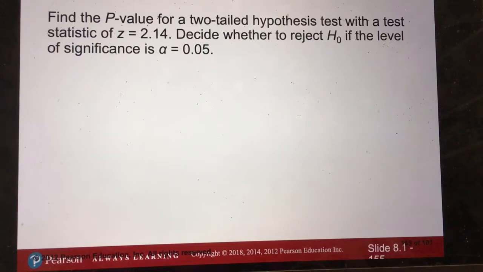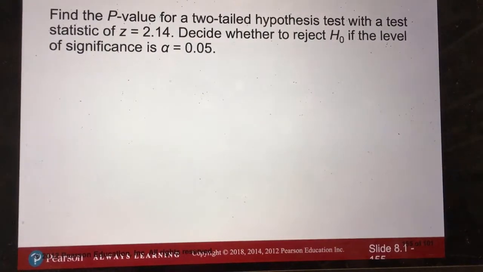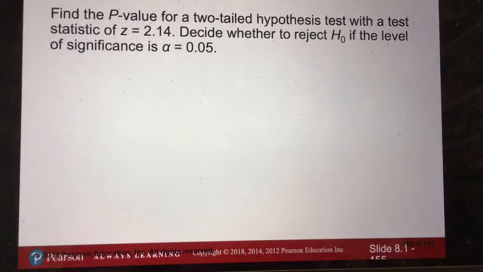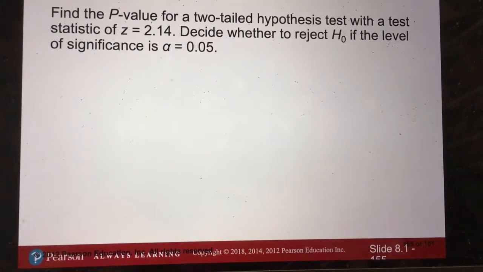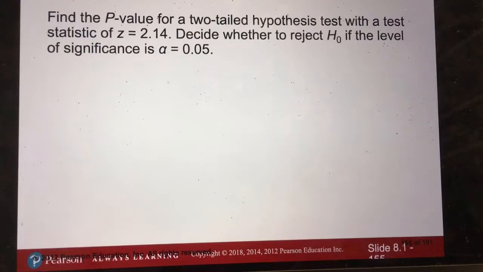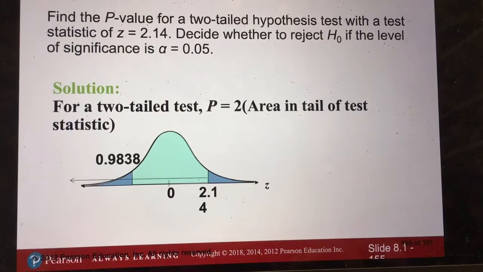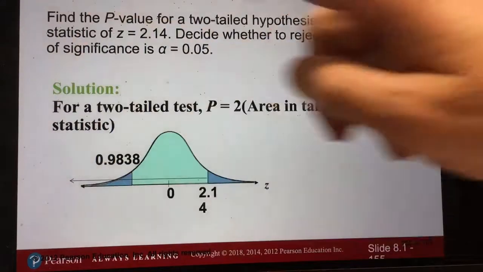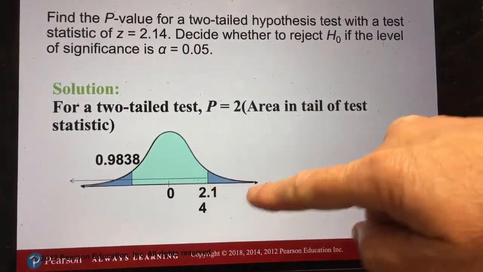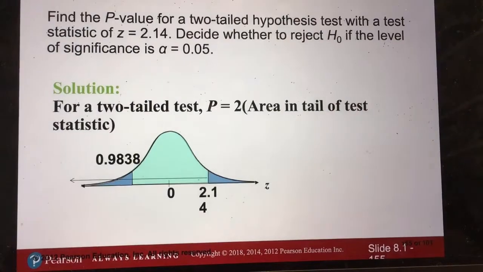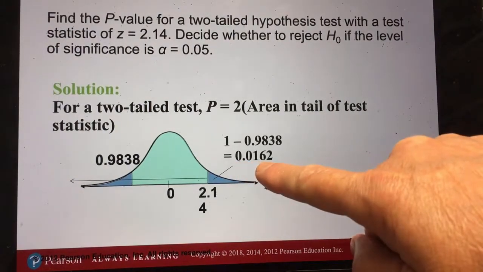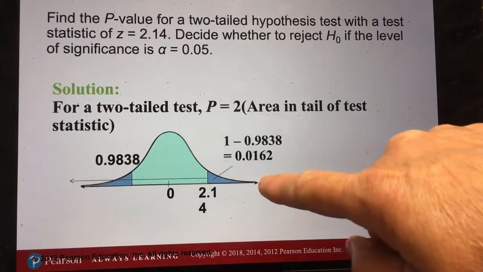Okay, so it says find the p-value for a two-tailed hypothesis test with a test statistic of 2.14. So when I look at the chart under 2.14, which is on the right, I'm going to get 0.9838. Okay, so 0.9838 is to the left. But now I want what's in the right. So I'm going to do 1 minus that, which is going to be 0.0162 that's in this tail.